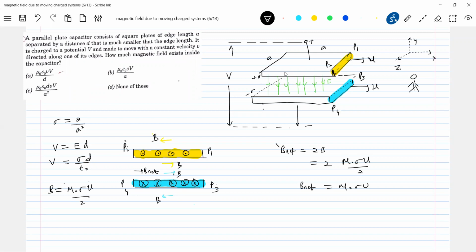We don't know sigma, sigma is what we assumed. I'll replace sigma from here. So B net should be equal to mu naught times sigma, which is V epsilon naught u by d. So B net equals mu naught epsilon naught u V by d, where V is the potential. If you want, write V naught or any other symbol and substitute. So this will be the magnetic field directed along the negative z axis.